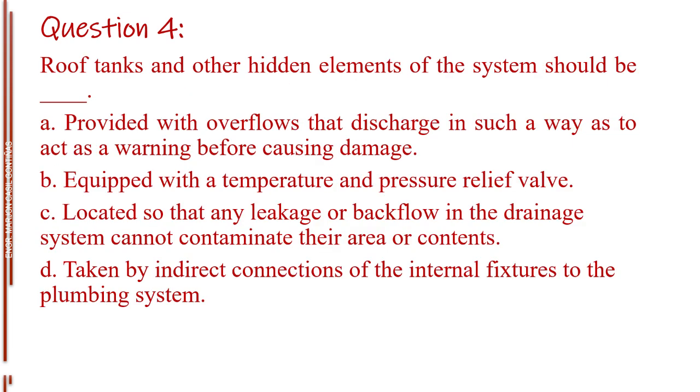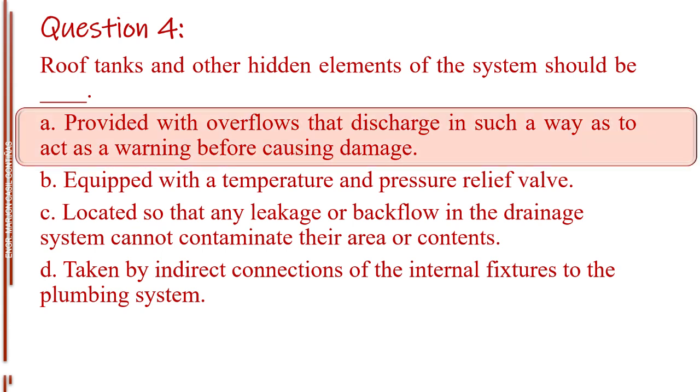Question number 4. Roof tanks and other hidden elements of the system should be blank. Letter A, provided with overflows that discharge in such a way as to act as a warning before causing damage. Letter B, equipped with a temperature and pressure relief valve. Letter C, located so that any leakage or backflow in the drainage system cannot contaminate their area or contents. Letter D, taken by indirect connections of the internal fixtures to the plumbing system. The answer is letter A, provided with overflows that discharge in such a way as to act as a warning before causing damage.